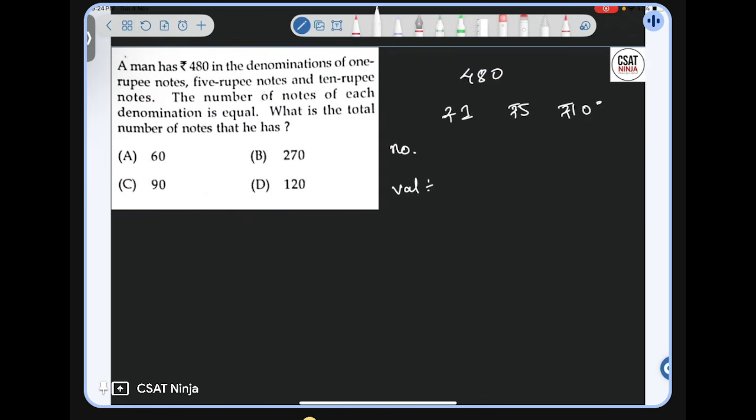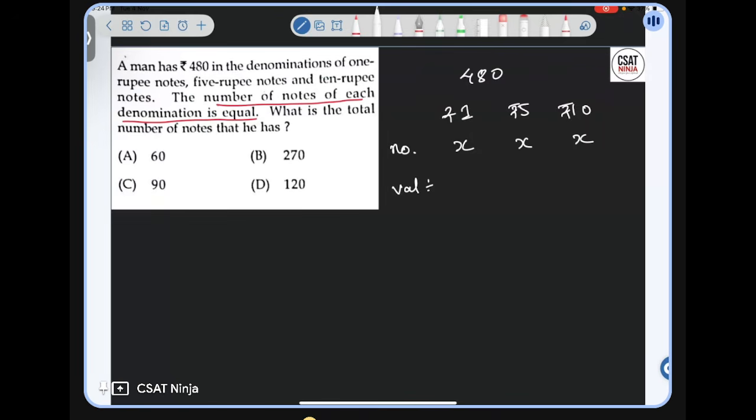What does the question say? The number of notes of each denomination is equal. That means if there is X number of 1 rupee notes, there will be X number of 5 rupee notes, and X number of 10 rupee notes. Which simply means that if you have 5 pieces of 1 rupee, you will have another 5 pieces of 5 rupee, and another 5 pieces of 10 rupee. That's what it means.